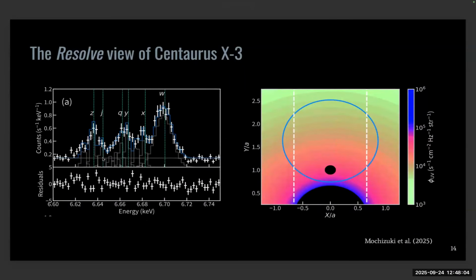Centaurus X-3 also shows these highly ionized iron lines. So here's a close-up of the helium-like emission complex with the resonance, forbidden and intercombination lines, and basically the ratios of these lines are usually used for plasma diagnostics, because the intensity ratios of these lines are sensitive to temperature and density.